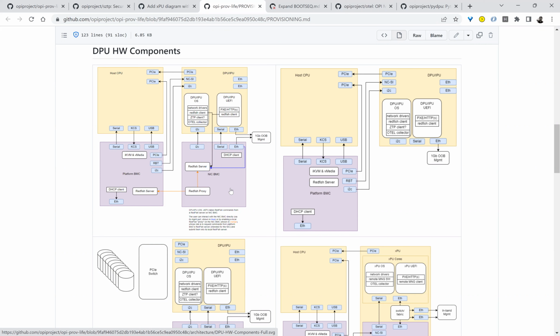I mean, I agree. These diagrams, at least when I created those, were supposed to show you all the different potential components that exist across all the DPU vendors that will help us to understand how the provisioning can potentially work, like what connectivity we can assume, we can't assume, and stuff like that.